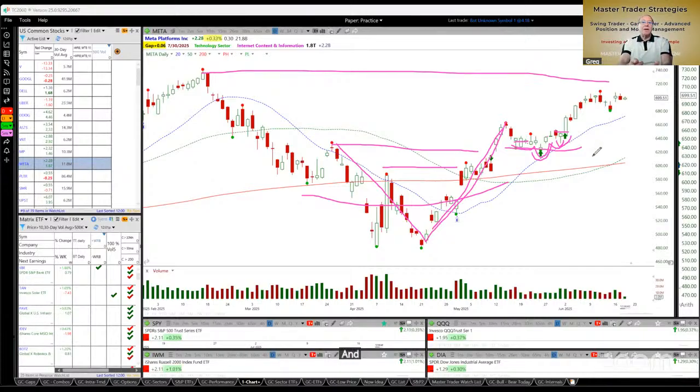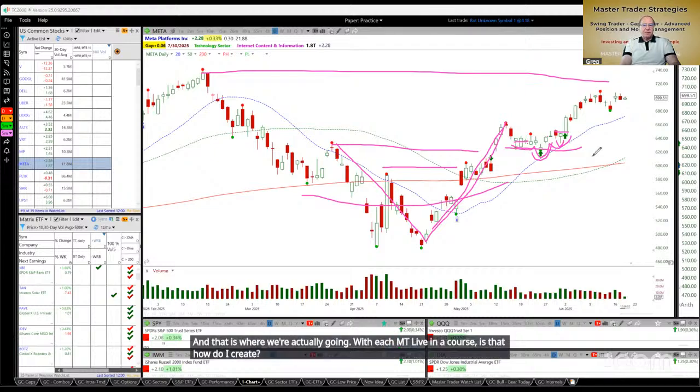And that is where we're actually going with each MT Live and the course: how do I create a belief that this stock is going to go up, and I believe another stock would go down, and I believe this stock is just going to chop back and forth?